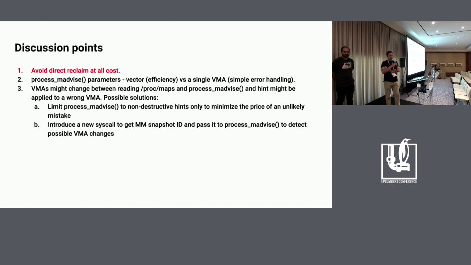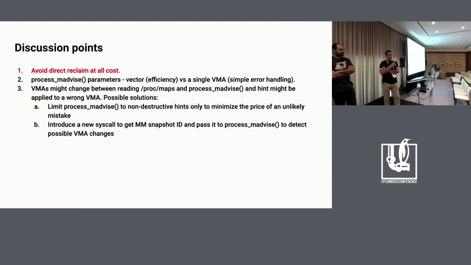Overall, we are leaning towards using just a single VMA for the process_madvise parameters question, because with the vectorized parameters there is a question of how we handle errors. So let's say we are hinting about five different VMAs, and on the second one we encountered some error. What do we do with the previous one? Do we roll back what we did? What do we do with the rest of the VMAs? It's a difficult question to answer because in some cases we want one way, in other cases we want another way. So just a single VMA would be much easier to handle and simple to implement in the kernel.